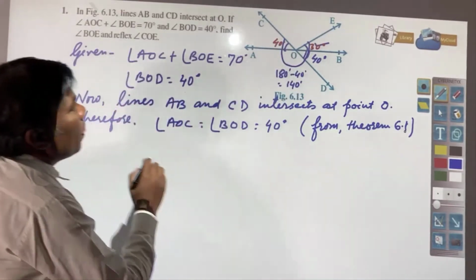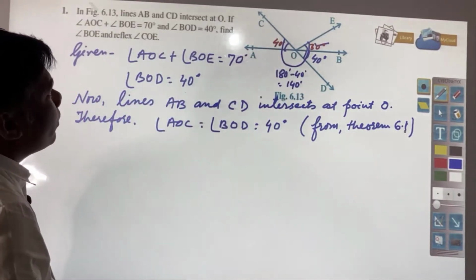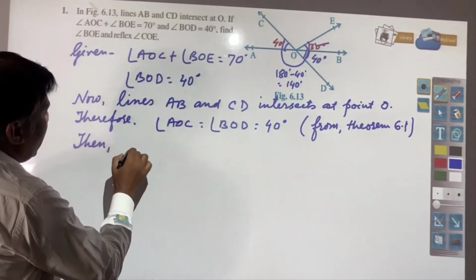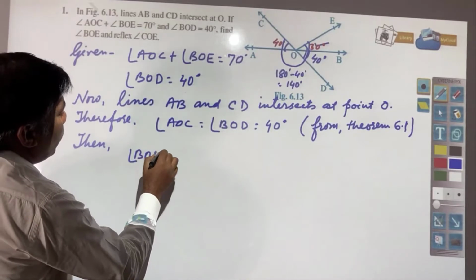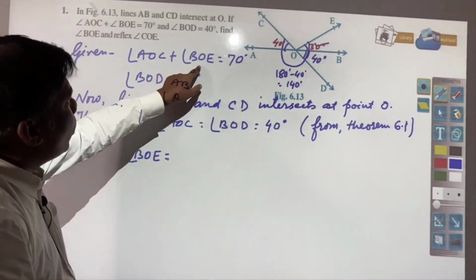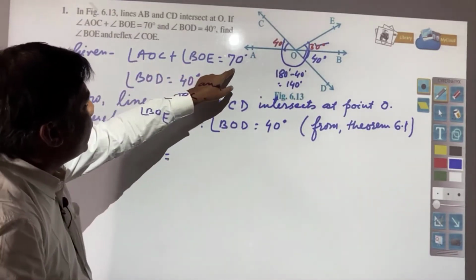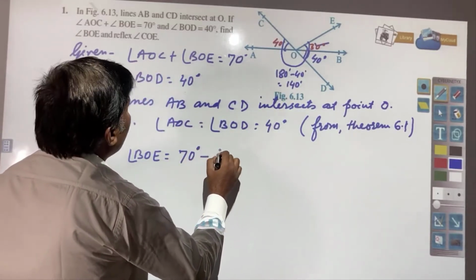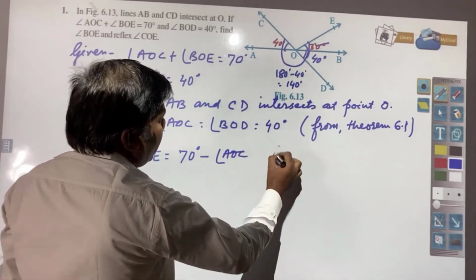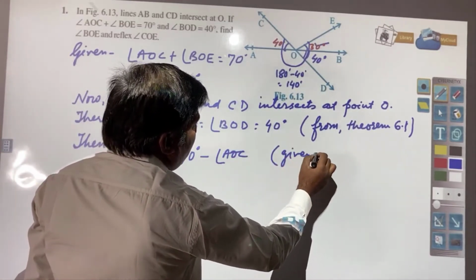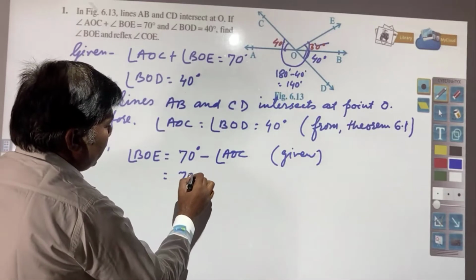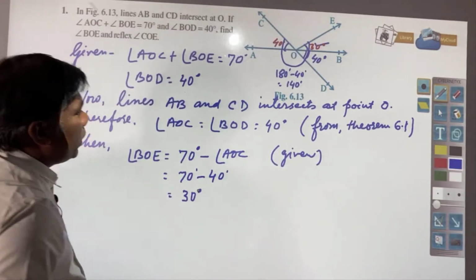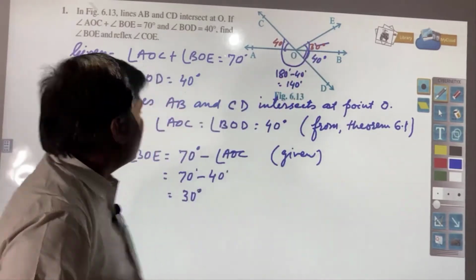Now we need to find out angle BOE. Then angle BOE will be equal to 70 degree minus angle AOC, and that has been given. So here you see 70 minus 40 degree will be 30 degree. So this 30 degree we have got.